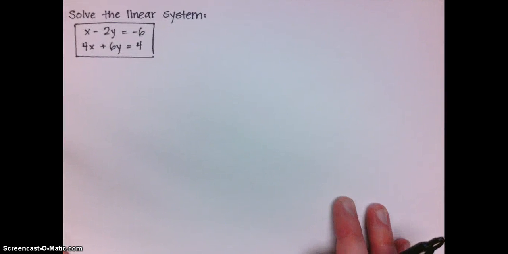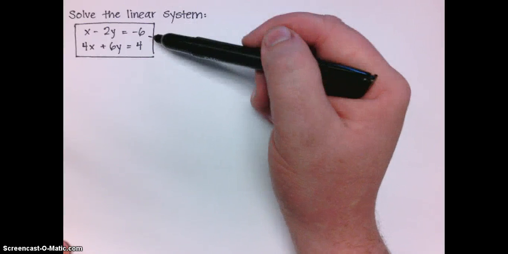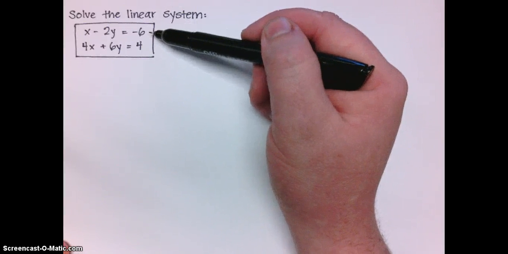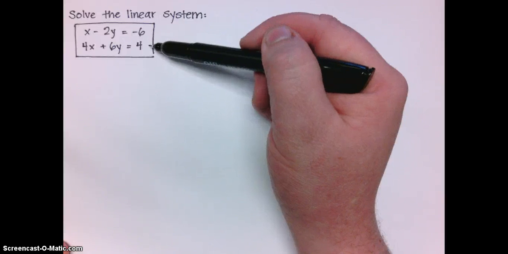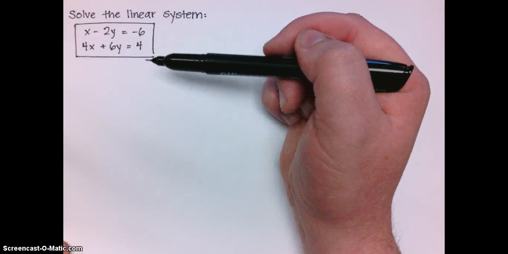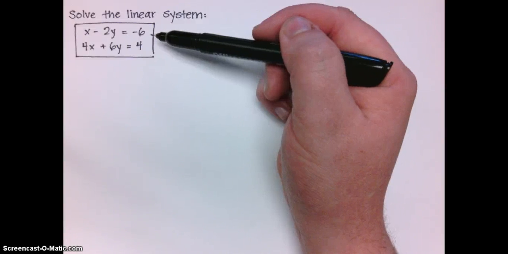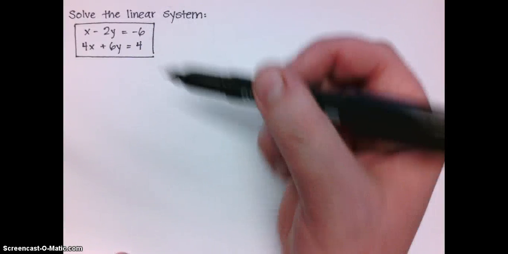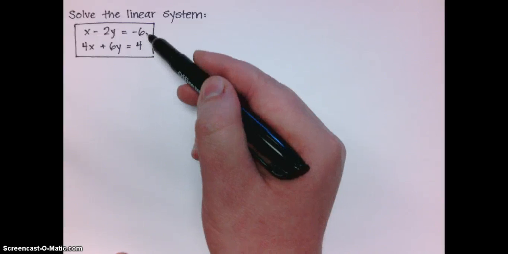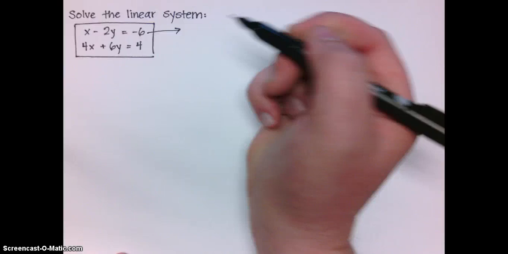The second one looks very similar. I have two equations. I have x minus 2y is equal to negative 6, and I also have 4x plus 6y is equal to 4. Now neither one of them has the form of just one variable on the left equal to everything else on the right, and so I'm looking to see which one would be better to actually rewrite, and I'm thinking that this first one is the one that I want to rewrite.